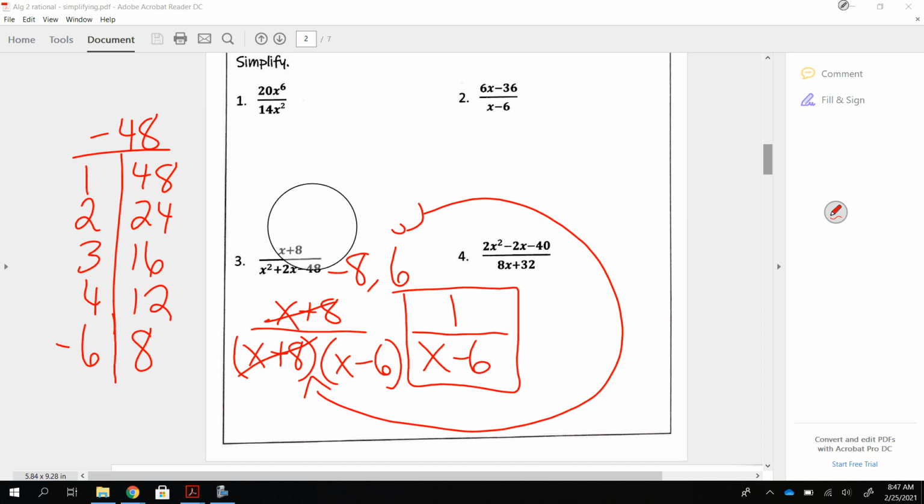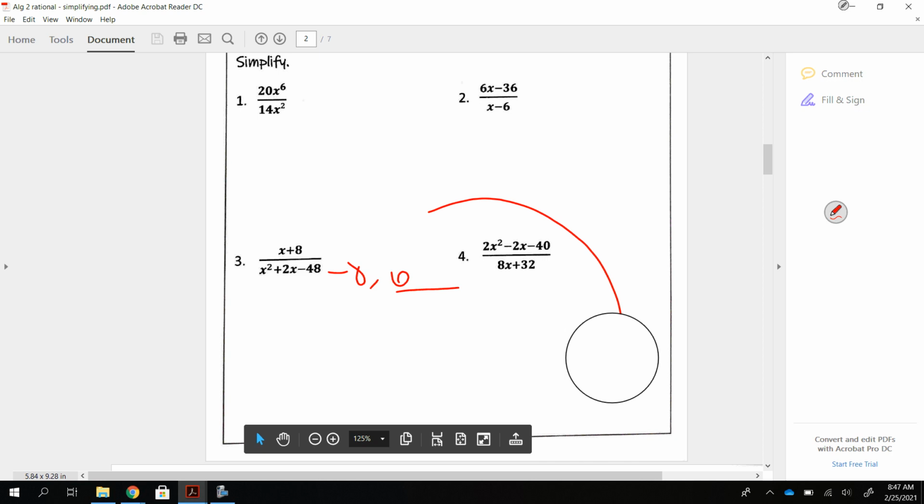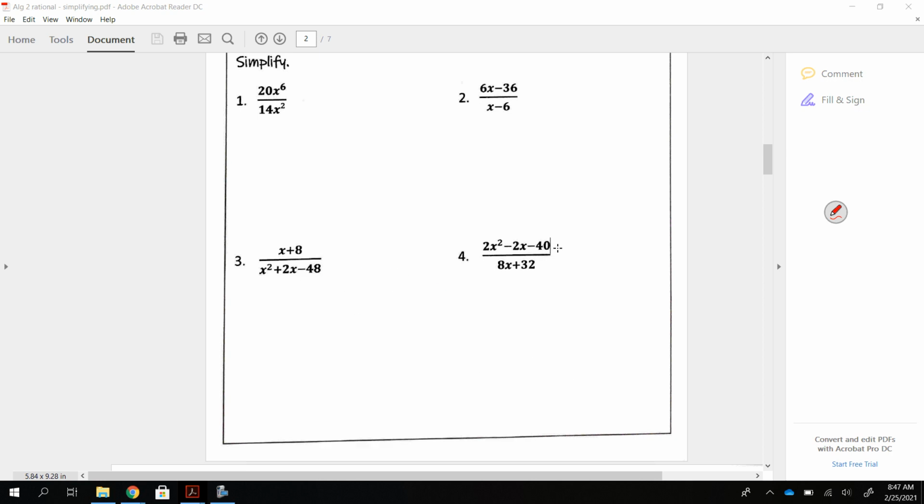Let's finish up with number 4. Then you are on your own. So we have 2x squared minus 2x minus 40, and it's over 8x plus 32. For both of these, we're going to take out a GCF. On top, the greatest common factor is 2. We're left with x squared minus 2x. Oops, sorry, not minus 2x. Minus x minus 20. Remember, when you take out this 2, divide all 3 by the GCF.